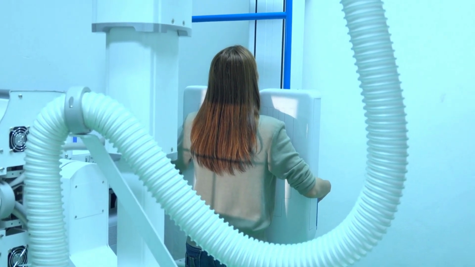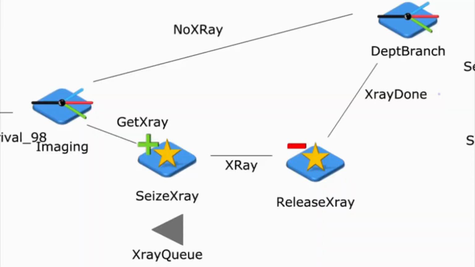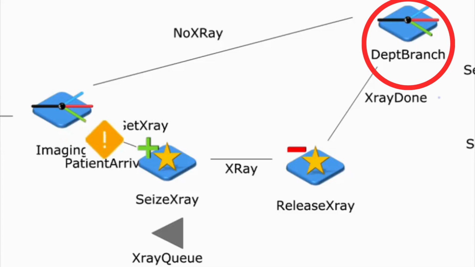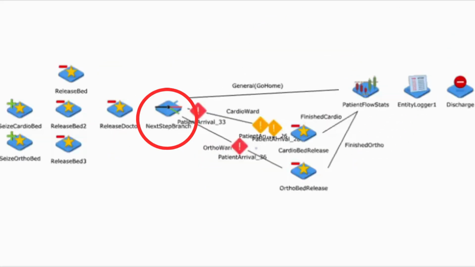Each scan takes 15 minutes. With only one machine serving all patients, this station is a potential bottleneck. Once the scan is complete, the X-ray resource is released and the patient rejoins the main flow at the department branch.